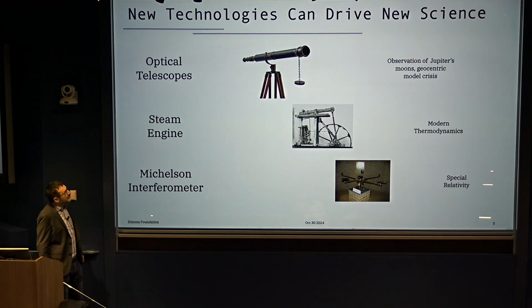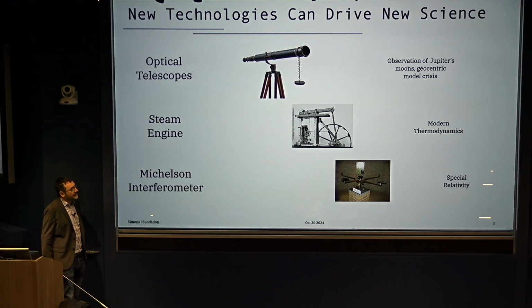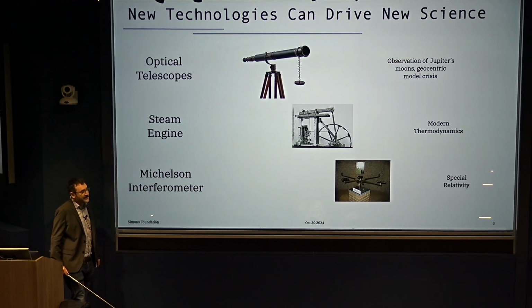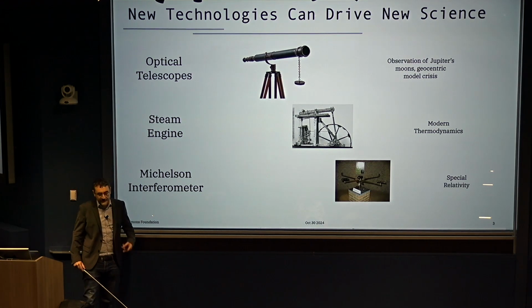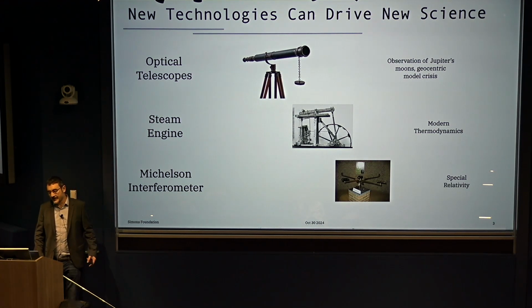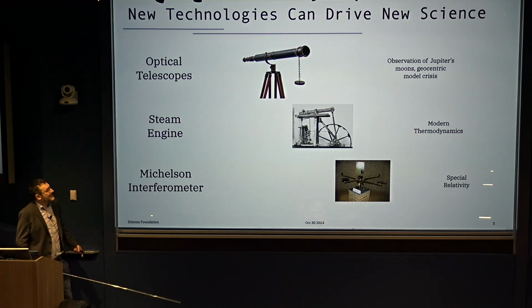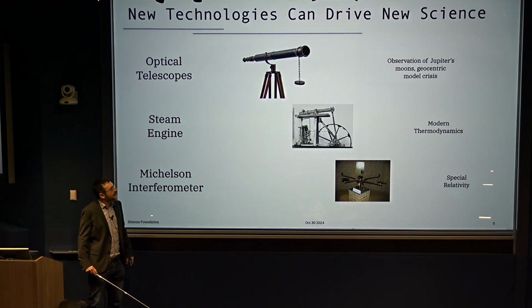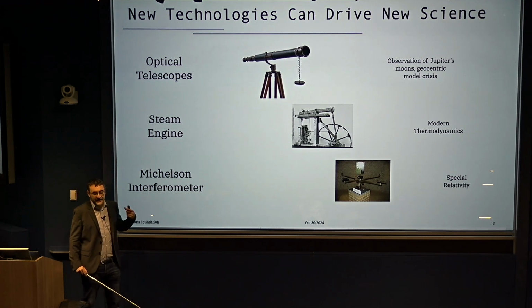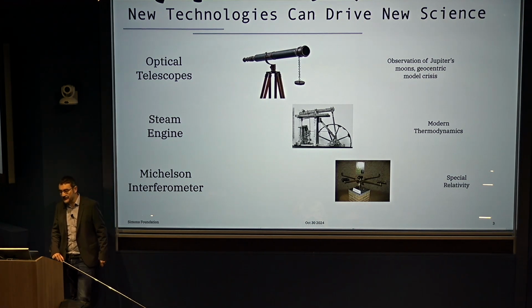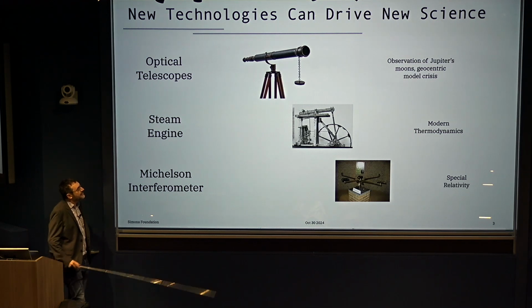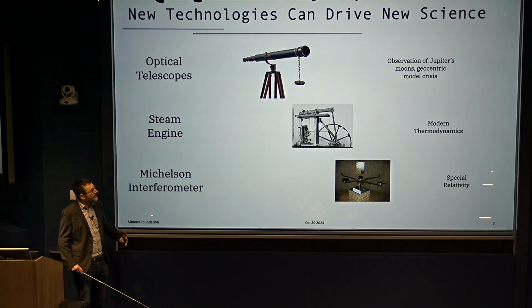So, for example, maybe one of the most well-known such cases is the case of telescopes in 1600 that were invented in the Netherlands, and these telescopes were used by Galileo Galilei to observe for the first time Jupiter's moons, and this gave rise to the crisis of the geocentric model and the birth of modern astronomy. So this new technology gave rise to new physics.